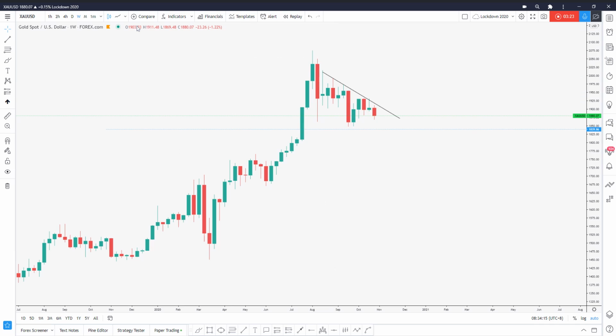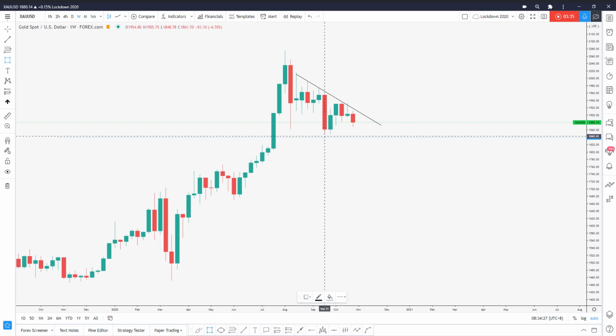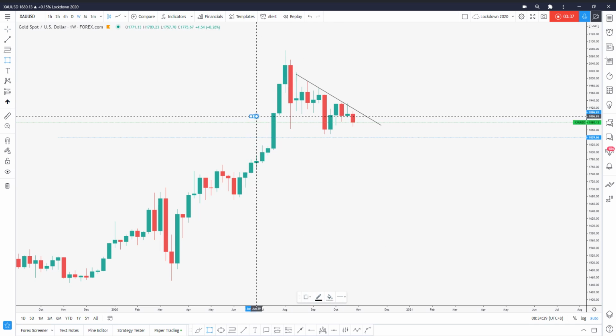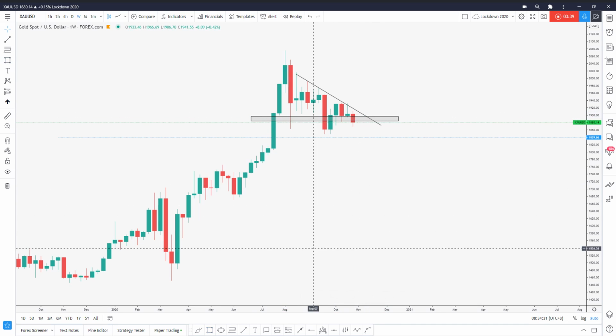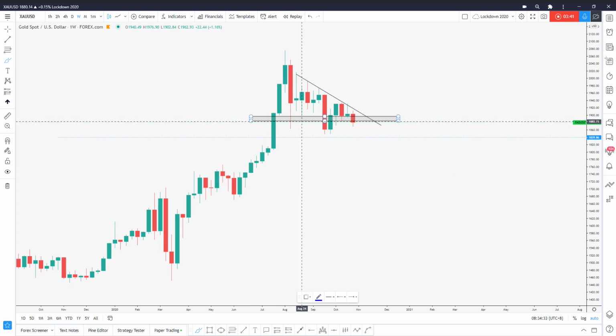So where is the next area that we should be looking for to get into the market in order for us to get some good profits? If you look at the 1 week time frame, it's quite clear and simple to see that the market had previous support over here. This is a very strong area that the market struggled to break.